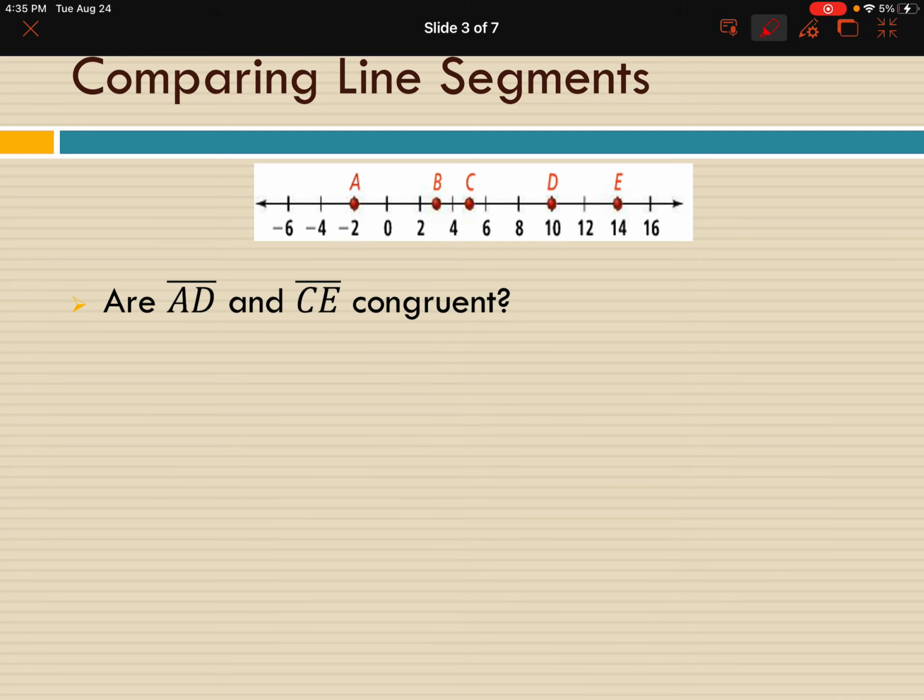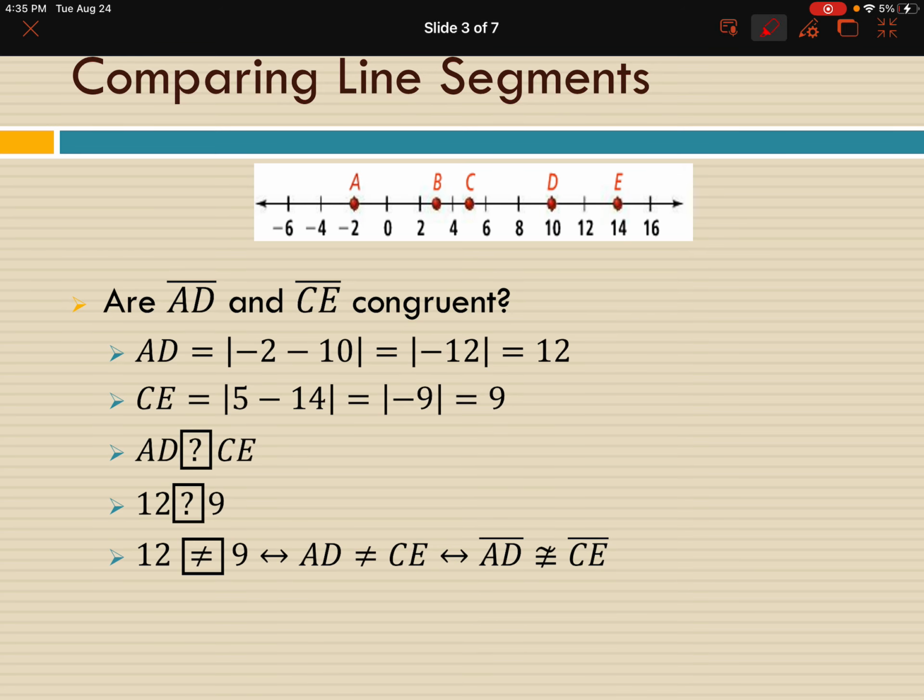The next question is asking a very similar question. It's asking, are AD and CE congruent? We can do the same process. To find AD, we subtract -2 minus 10. We get -12, take the absolute value, and we get a distance of 12. For CE, we go 5 minus 14. That's -9. So we end up with a distance of 9. 12 is not equal to 9. And since those lengths are not equal, those segments could not possibly be congruent.